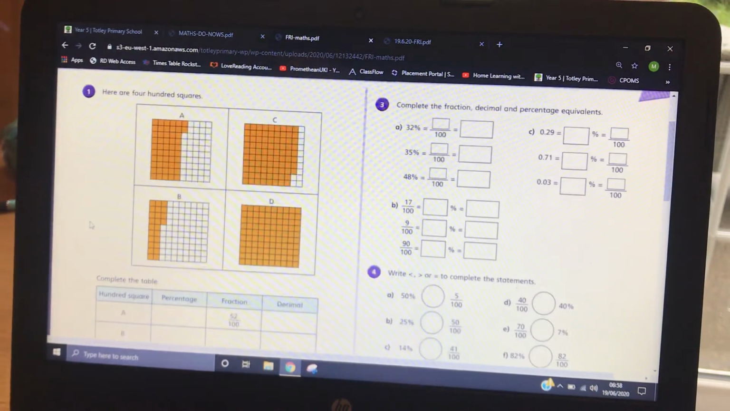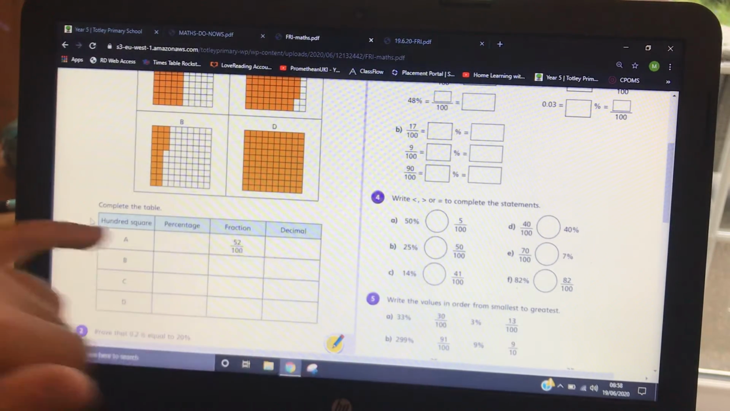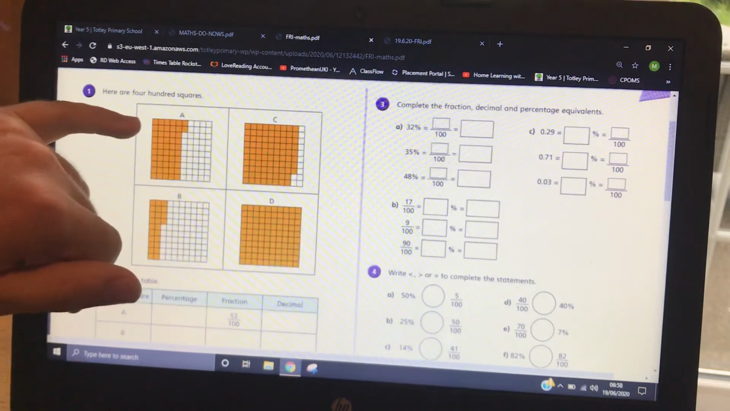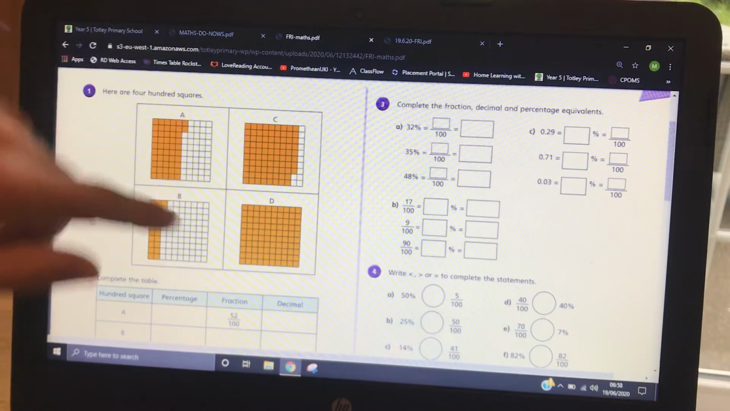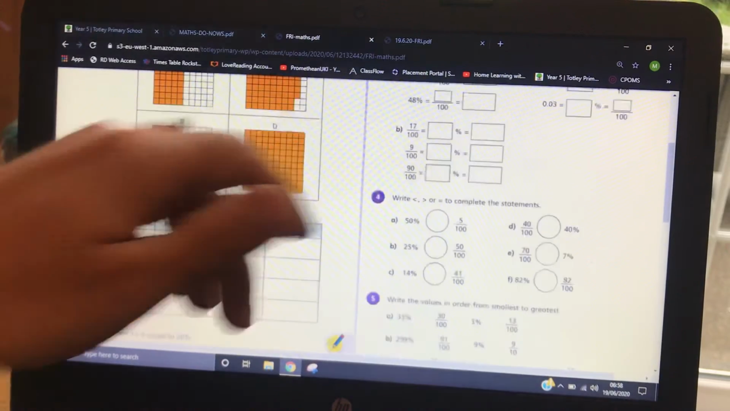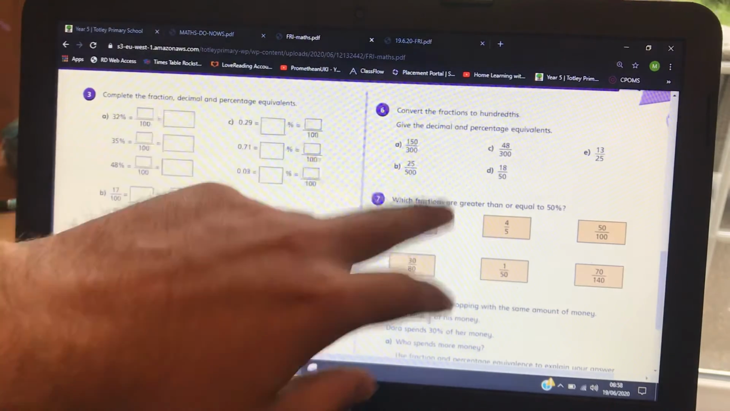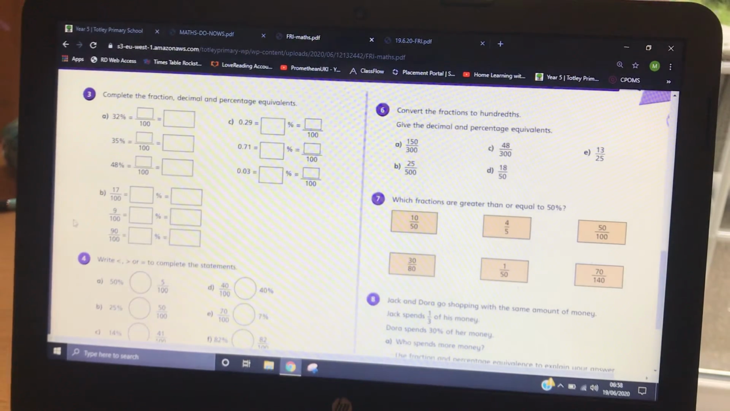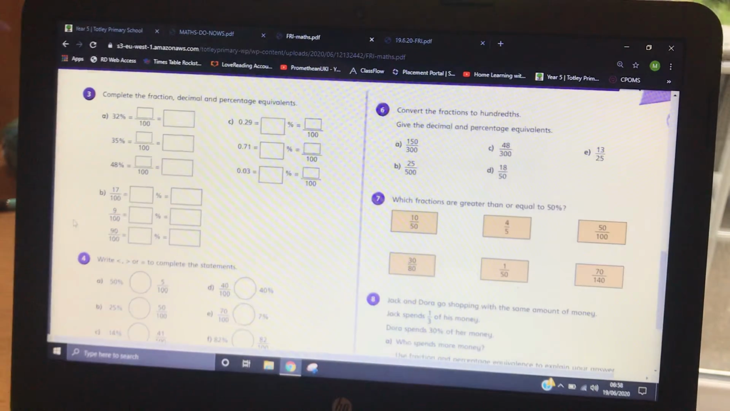So you've got working with a 100 grid, which we've done before in lessons. So I mean, you should recognise that. So can you complete this? So that the first one, it represents 52 hundredths, because you've got 5 tenths and 2 hundredths. What percentage, what decimal, and you just got to fill the rest in. And all of it is quite self-explanatory. I'm just going to point this one out. You've got to convert these fractions to hundredths. The reason why is you can then give the decimal and percentage, because you're working out of 100.